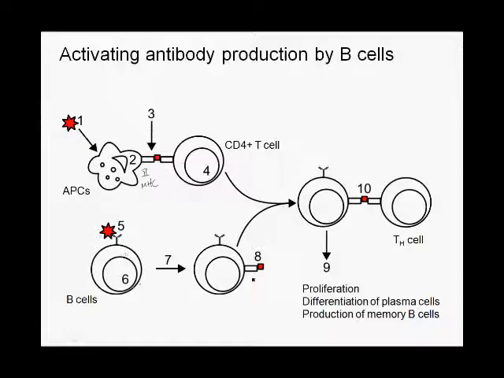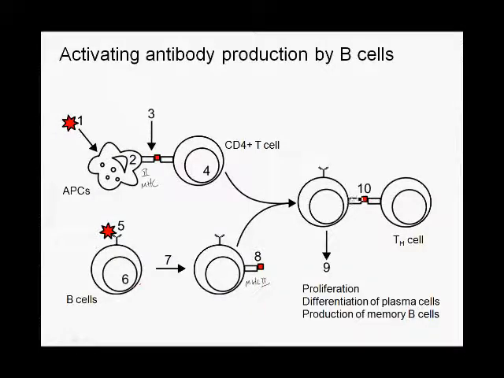So the B cell internalizes that and presents it on its MHC2 molecule as well. Okay? So now we have an activated T cell and a B cell with its MHC2 presenting an antigen. The T cell and B cell talk to each other.